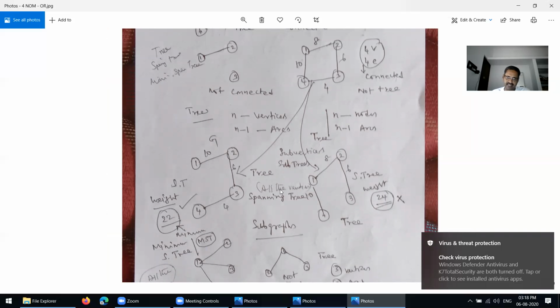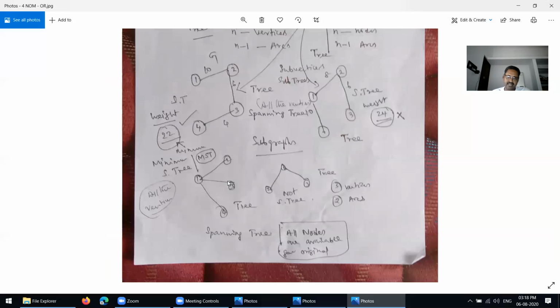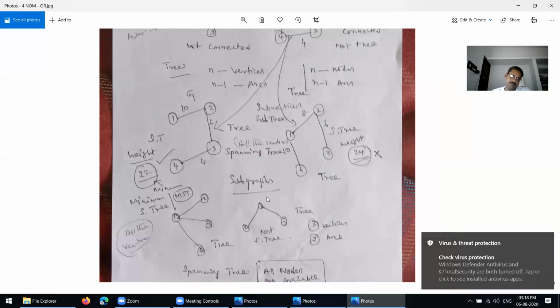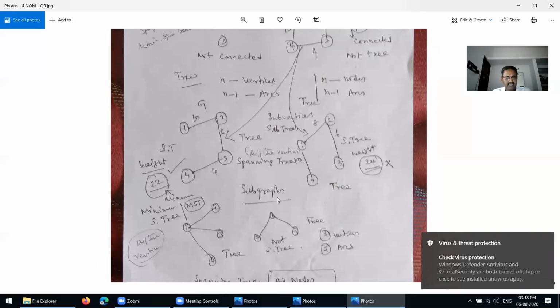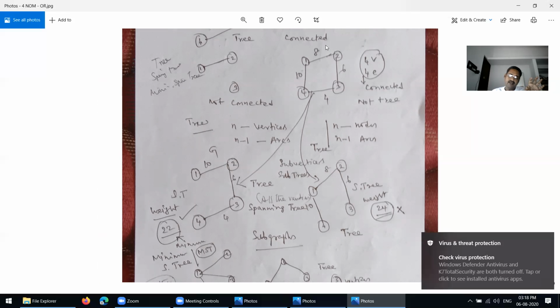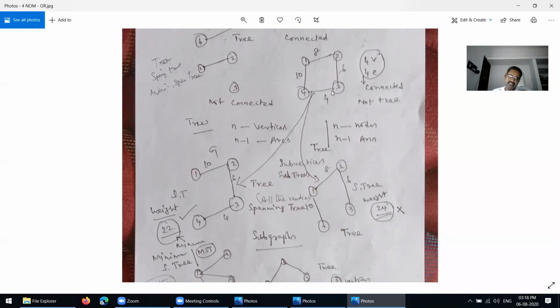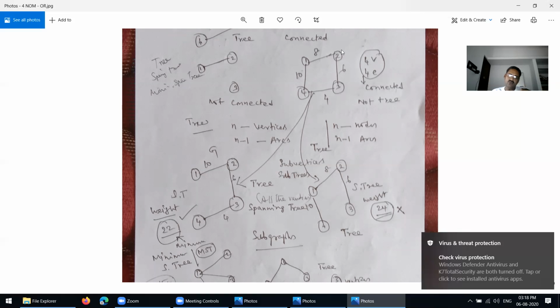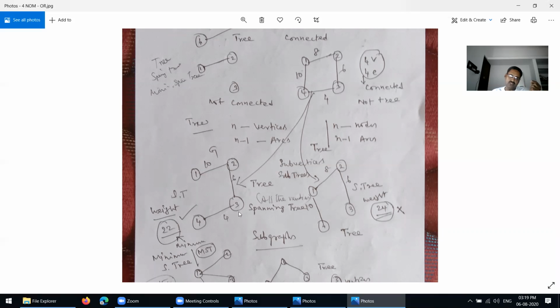This one is the first tree. This also a tree, this also a tree, and this also a tree. So from the 4, we have to find the spanning tree. A spanning tree is nothing but a tree that contains the same number of nodes as the graph and fewer edges. How many nodes here now? 1, 2, 3, 4. So this subset tree also has 1, 2, 3, 4 vertices and 3 edges. So it's also a spanning tree.